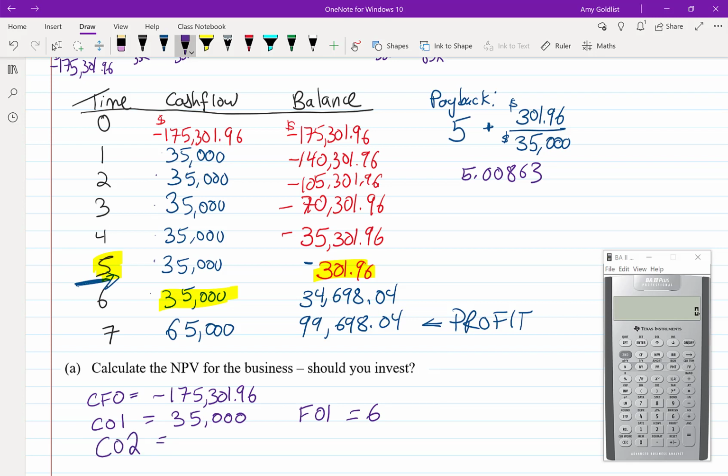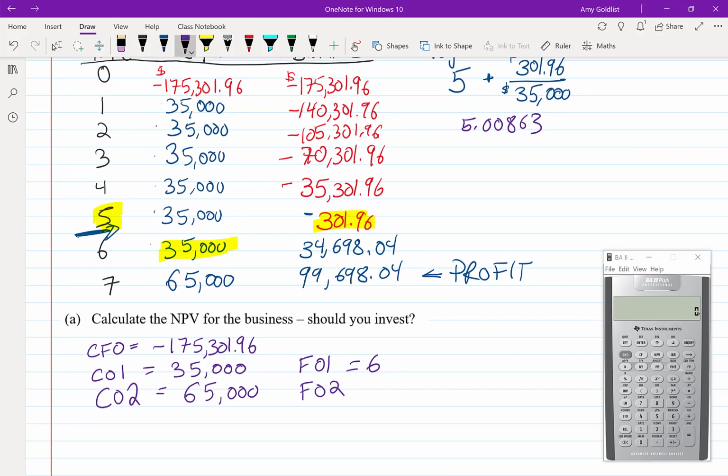Next, I've got my final cash flow, which is $65,000, and that only happens once. 6 plus 1 equals 7, and it's a 7-year project. So add these up and make sure that they add up to your time span. If they don't, then you know you've made an error.